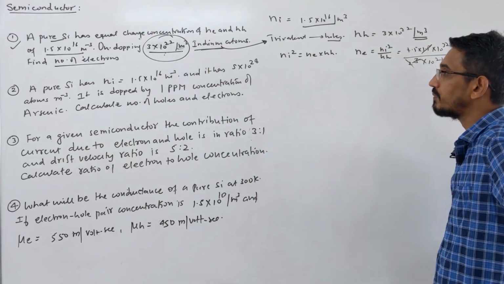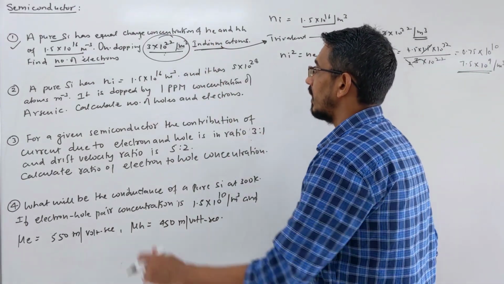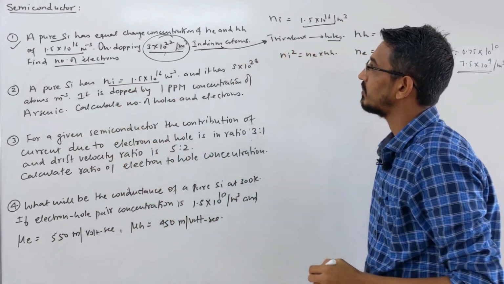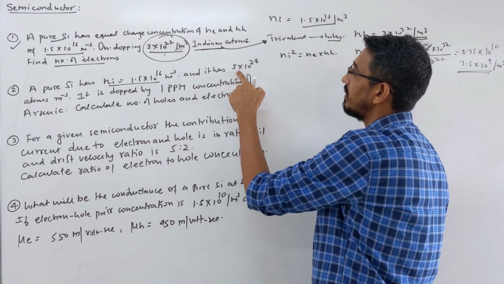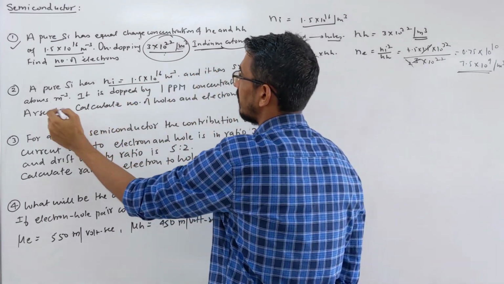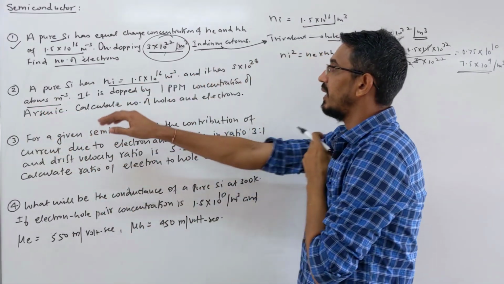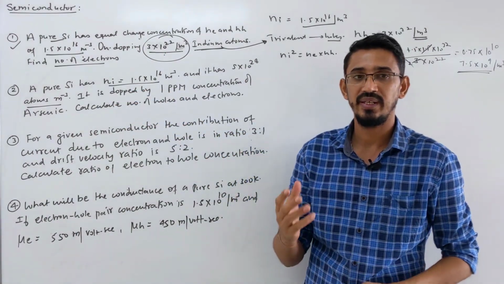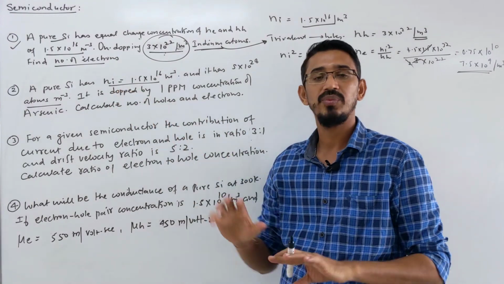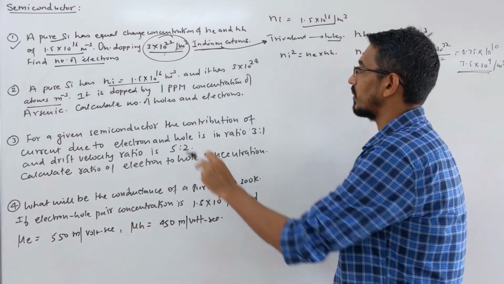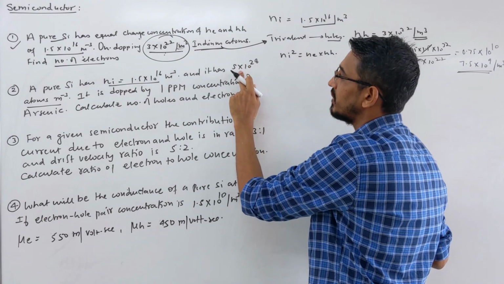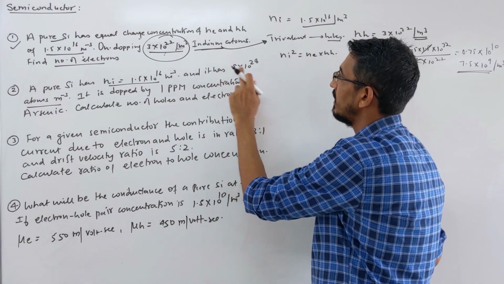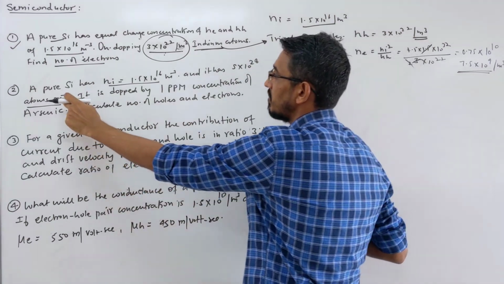Okay. Second question. A pure silicon has Ni, the intrinsic concentration, given again, and it has 5 into 10 power 28 atoms per meter cube. Watch carefully. The initial charge concentration is given, which is Ni, and Ni means the number of holes and number of electrons are equal. Then the total number of silicon atoms is also given to you, 5 into 10 power 28 atoms per meter cube.